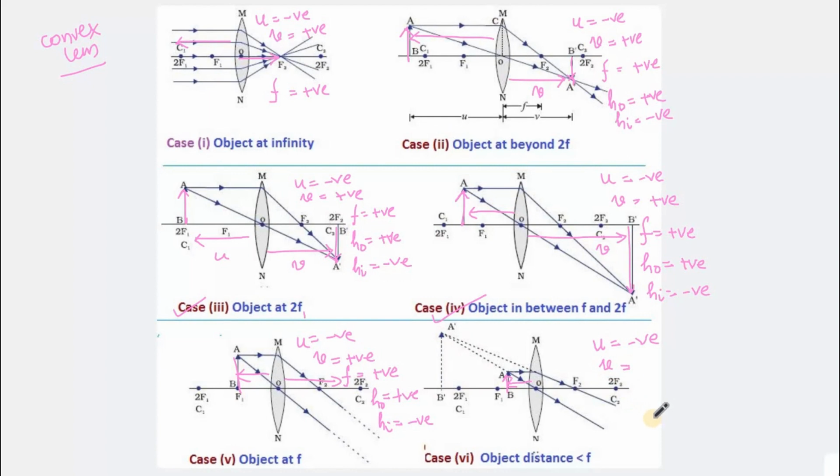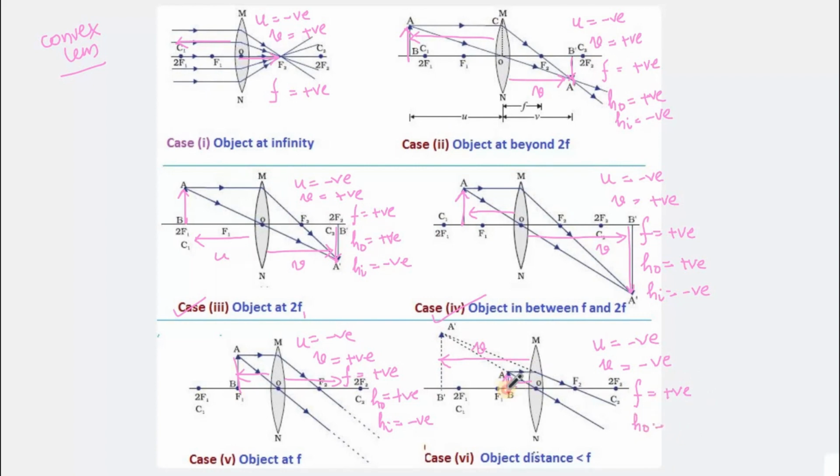The image which is formed here is a virtual image and is formed on the same side as that of the object. So to measure the image distance also, we have to go towards the left only. So image distance here is negative. Now focal length is positive. It's a constant for all convex lenses.